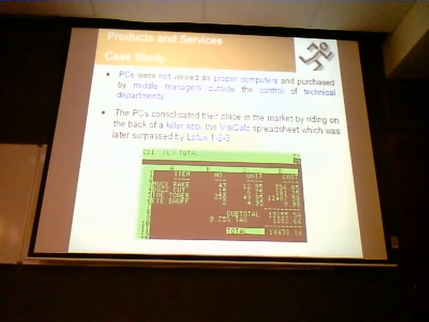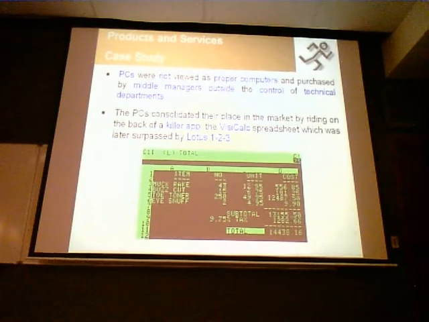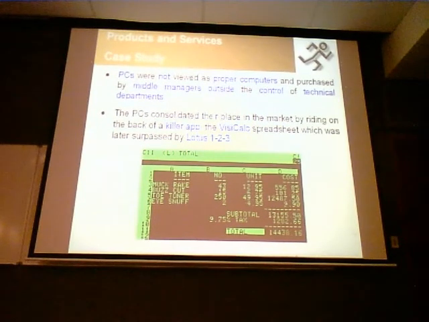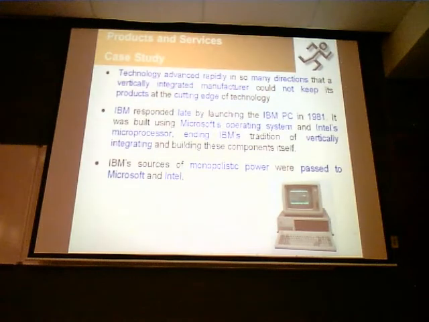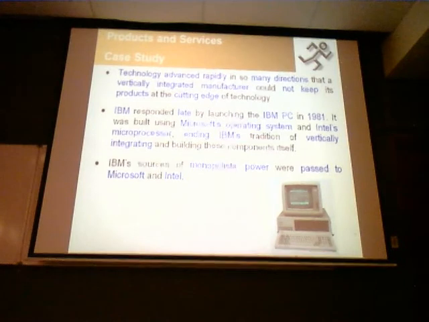VisiCalc was before it, and it was a killer app that transferred power inside that PC to middle managers, and that's what really took IBM by surprise. IBM sold mainframes to these IT departments and wasn't paying attention to how quickly people were picking up these PCs. They thought they were toys. Anyway, technology really advanced quite rapidly with the introduction of the PCs. IBM responded late and got into the PC market in '81.